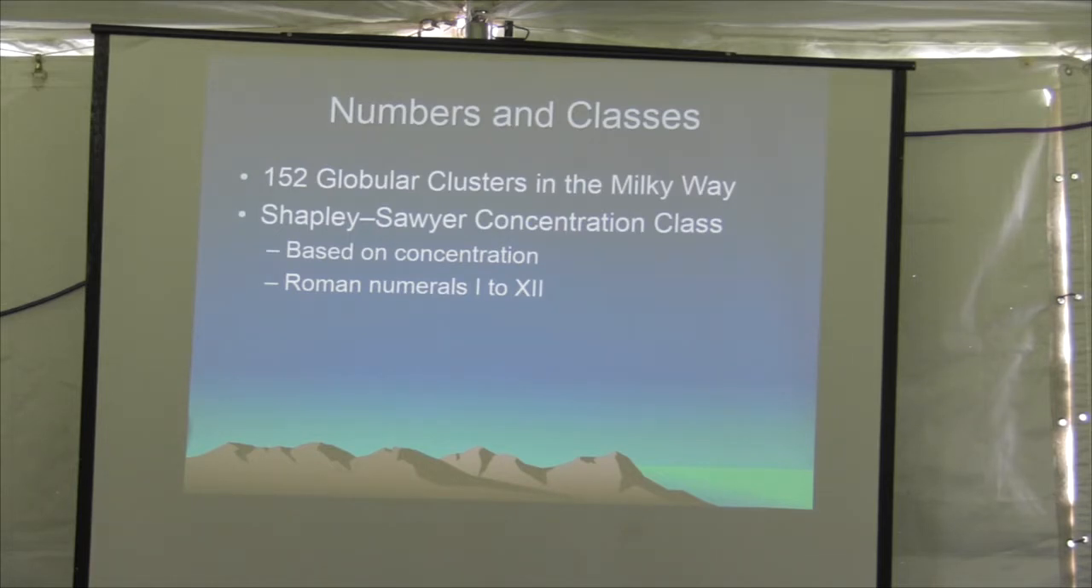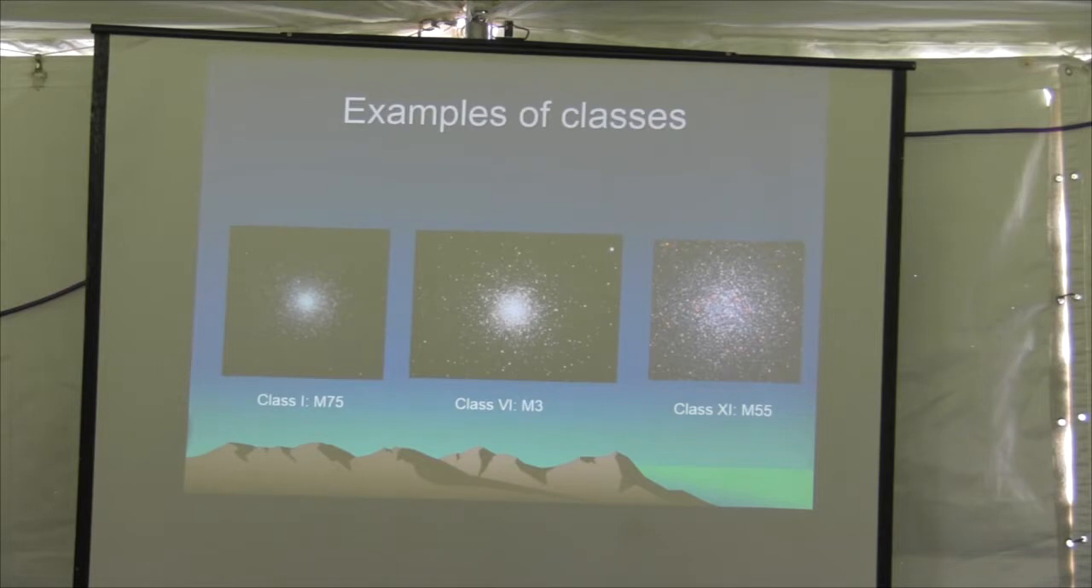There is what's called the Shapley-Sawyer concentration class. Let's get a little nerdy here. It's based on concentration, and it has Roman numerals 1 through 12. So let's do a little bit of a survey here. What's considered class 1 is Messier object 75. And there are quite a few Messier objects that are globular clusters. Why? Because they're fuzzy objects, and he kept seeing the fuzzy objects time and time again.